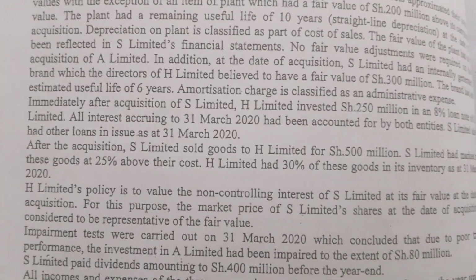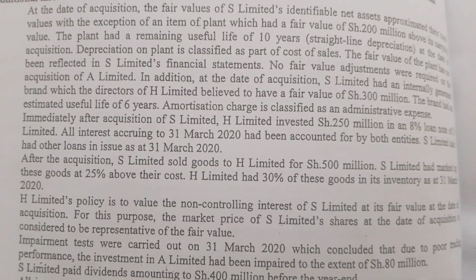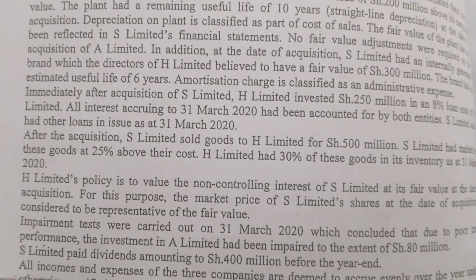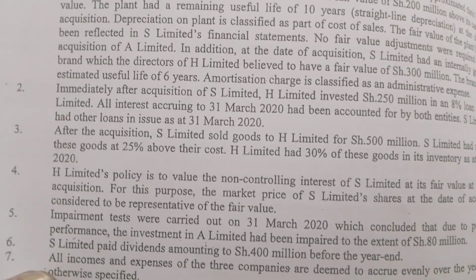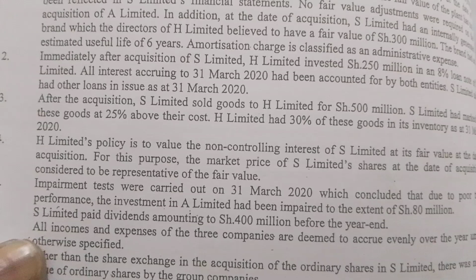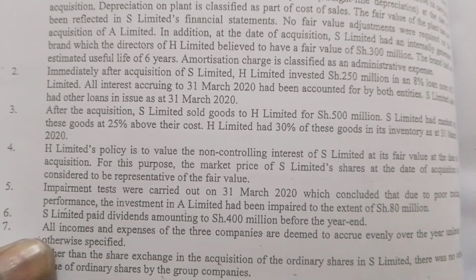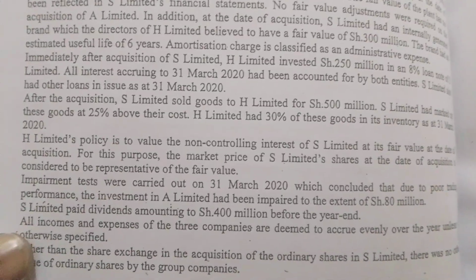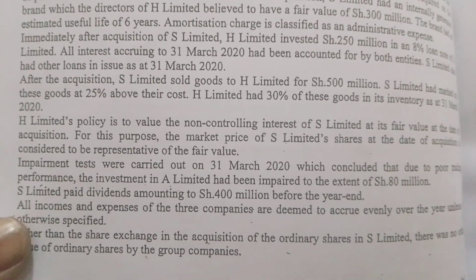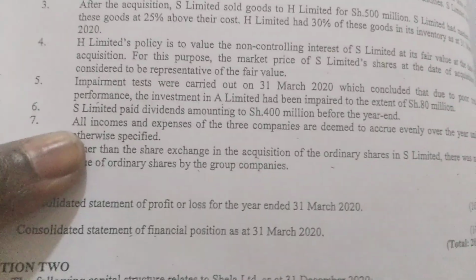In addition, at the date of acquisition, S Limited had an internally generated brand which the directors of H Limited believed to have a fair value of shillings 300 million. The brand had an estimated useful life of 6 years. Amortization charge is classified as administrative expense.